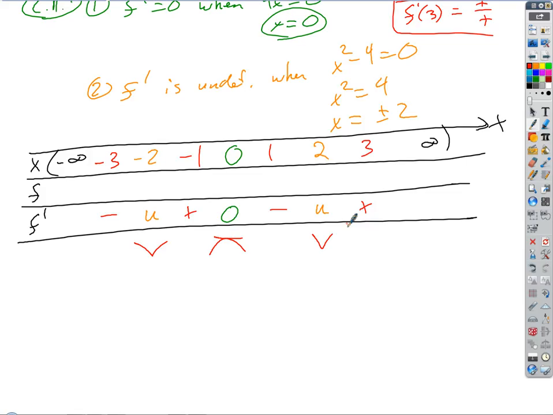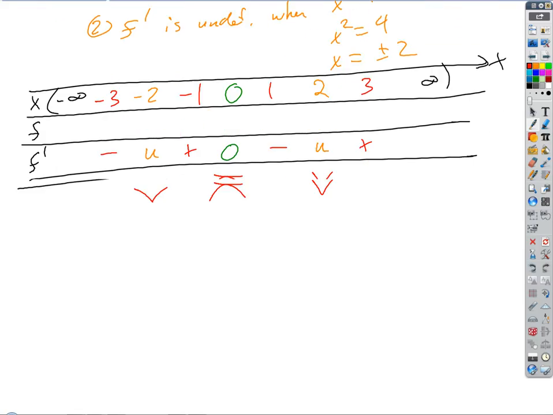So if we want to find out where the relative extrema are, we have relative minima at x equals negative 2 and positive 2, and we have a relative maximum at 0.